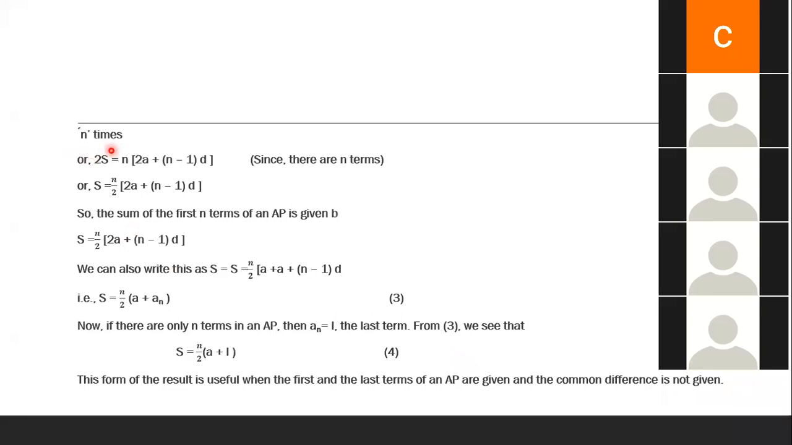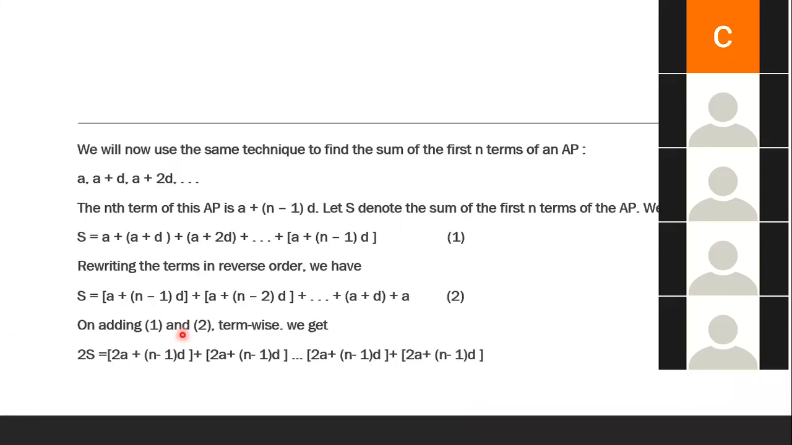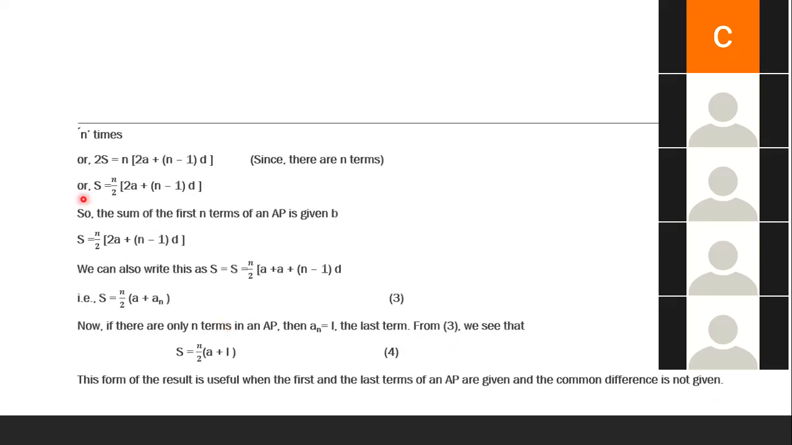So if I add n times, n into 2A plus n minus 1 into D. Up to here I've just added everything. 2S is equal to 2A plus n minus 1 into D, 2A plus n minus 1 into D. We are getting the same thing everywhere. How many times? N times we are getting the same value. Am I clear, children? So n into 2A plus n minus 1 into D. Any doubt till here, children?